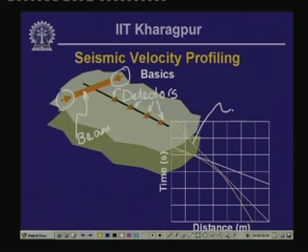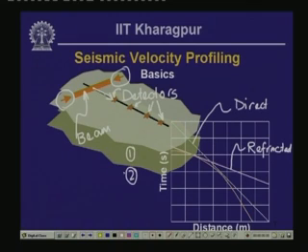In this case, this one is the direct arrival. That means the waves that originate there and travel along the surface and arrive at a given detector. This one here is the refracted wave, which goes down and starts traveling along the interface of layer 1 and layer 2 and arrives at the detectors.